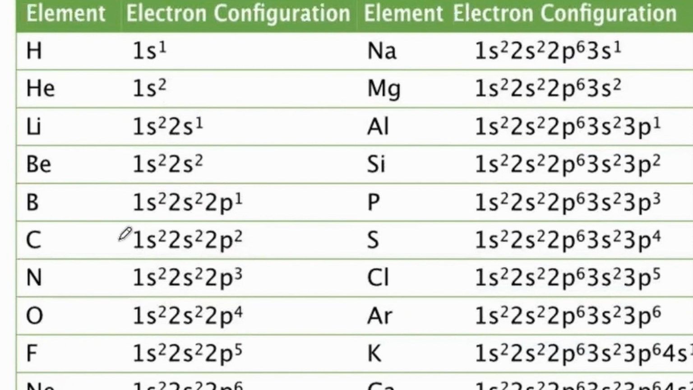If you're given the electron configuration of the atom, you can actually state the atomic number. Carbon, as you can see here, would be 2, 4, 6. Nitrogen would be 2, 4, 7. Oxygen would be 8, as you can see.